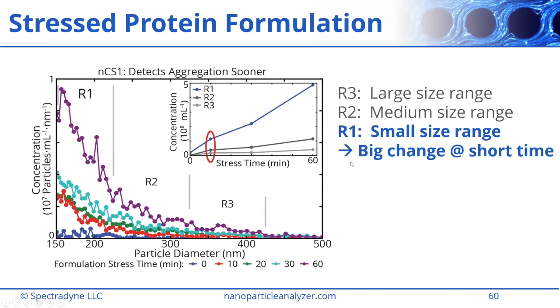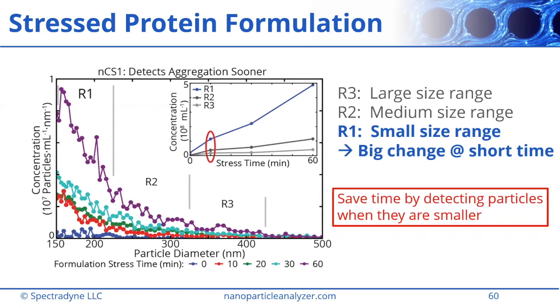So this is what our customers understand very well about our technology, which is that the smaller you can detect the aggregates, the sooner you can detect the aggregation, right? And detect an instability. So they save time and ultimately money by detecting particles when they are smaller in size before they wait for them to aggregate to much larger sizes. Hopefully that makes sense. I'm sorry for the interruption.